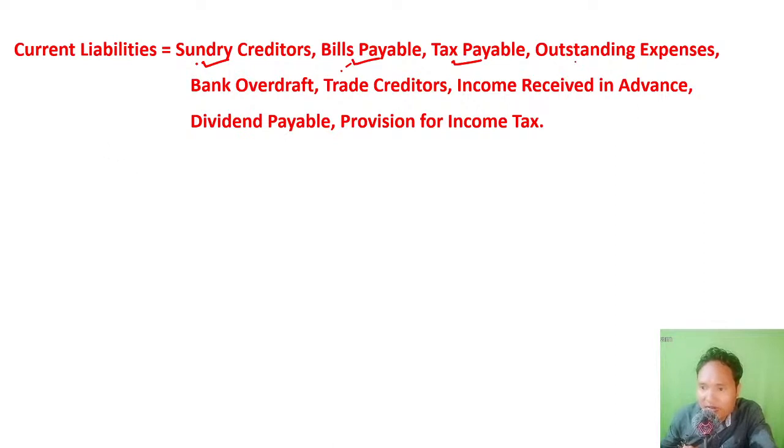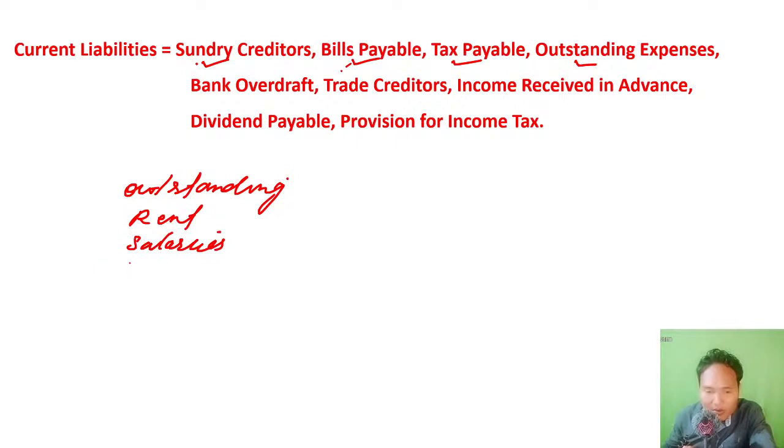Outstanding expenses. Outstanding can be like rent outstanding, salaries, electricity, etc. Outstanding means you have used the service but still have not paid the amount that is supposed to be paid. Next we have bank overdraft. Bank overdraft is included in current liabilities.